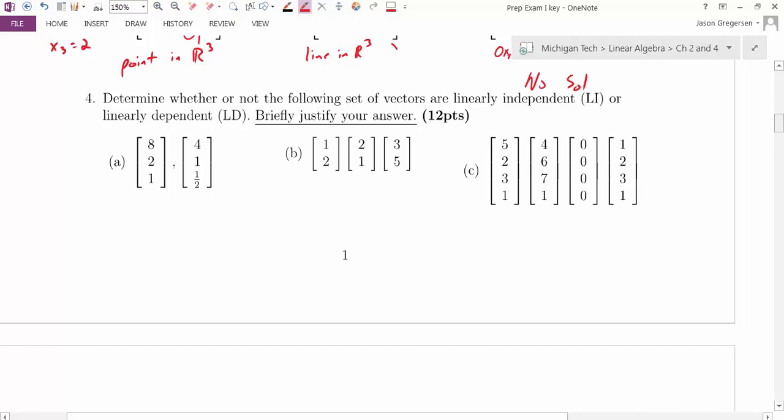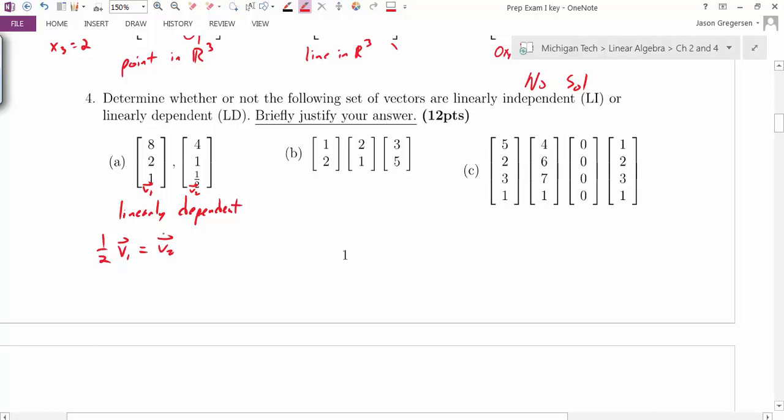multiples of each other. So in this case, I say that 8 times 1/2 brings me to 4. So I have that factor of a half. And if these two things are dependent, they must all be factors of 1/2. 2 times 1/2 brings me to 1, and 1 times 1/2 brings me to 1/2. So these ones are linearly dependent. Because if I call this one V1 and this one V2, 1/2 of V1 is equal to V2. So they're just multiples of each other.